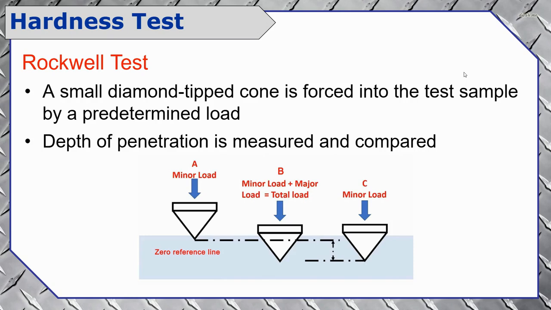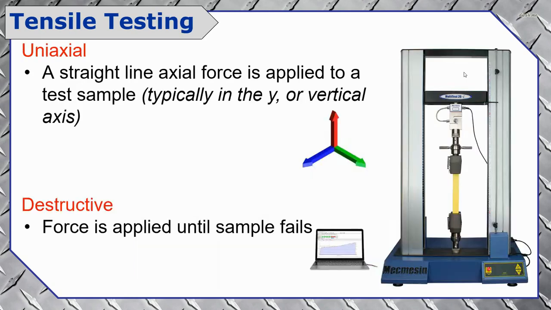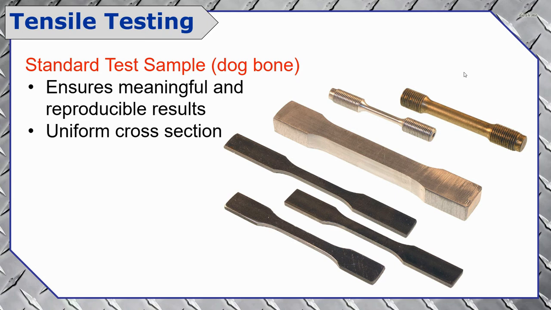When it comes to tensile testing, this is another variety of tests which we would call uniaxial loading, which means that a load is going to be applied in a straight line. And this could be compressive, but in this case, we're talking about tension. We're pulling in one axis only to observe how the material behaves under that tensile load. Tensile testing is also typically a destructive test, meaning that we're going to apply that force to the sample until the sample fails. To perform a tensile test, we need to have a standard test sample of the material in question. And due to their shape, these samples are called dog bones.